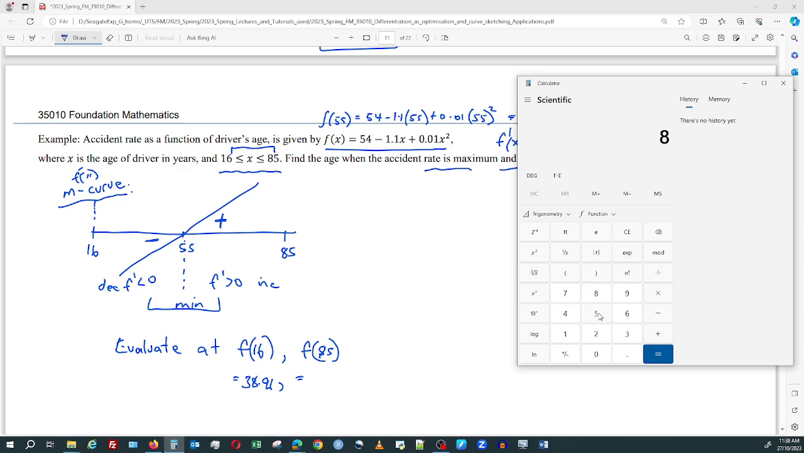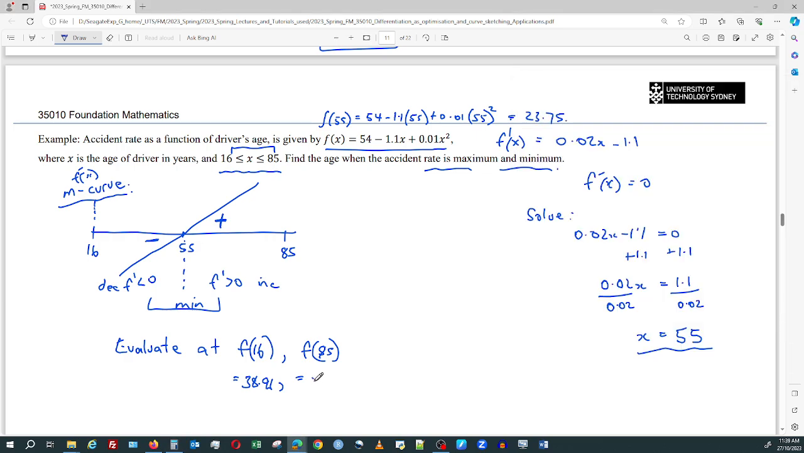So we've got 85 squared times 0.01, and we'll pop that in a cleared memory. Then we've got 85 times 1.1 negative equals, put that in the memory, and 54. We'll add that to the memory. We'll clear all this other stuff away, and the memory recall for that is 32.75. Okay.